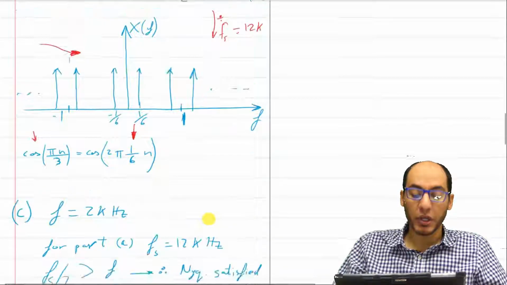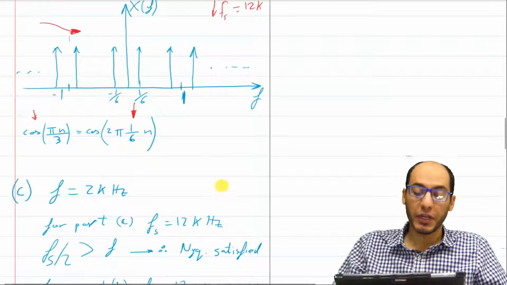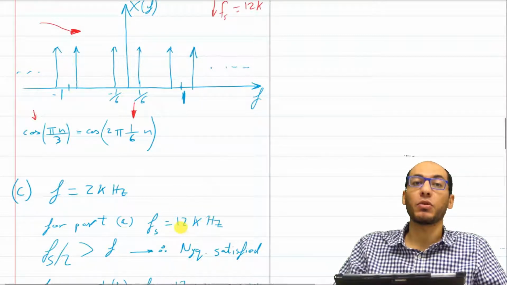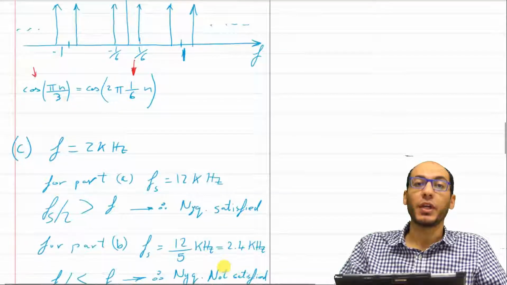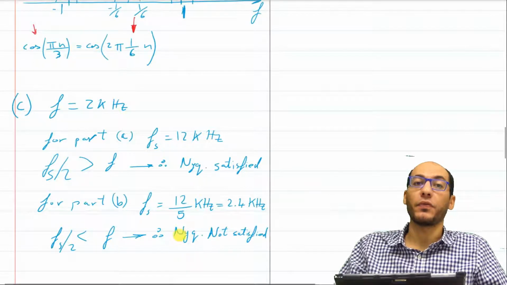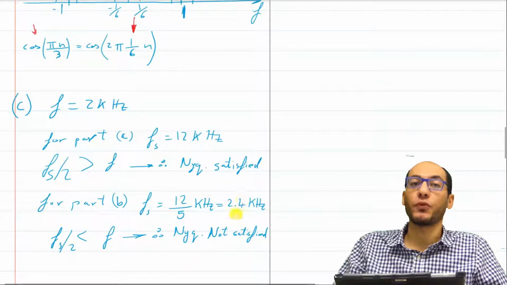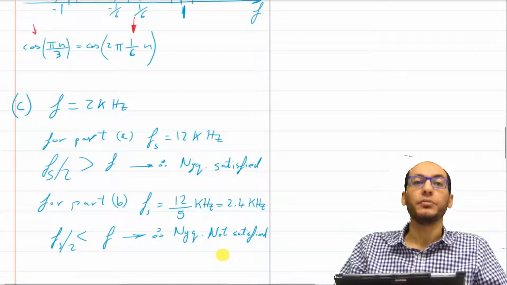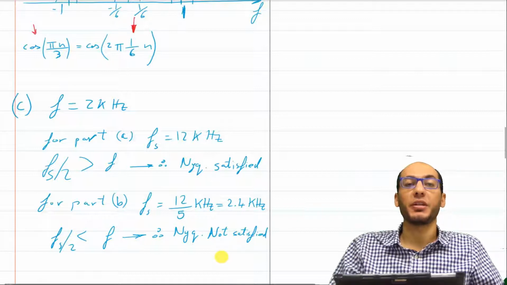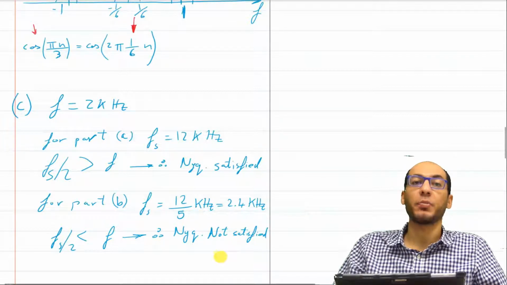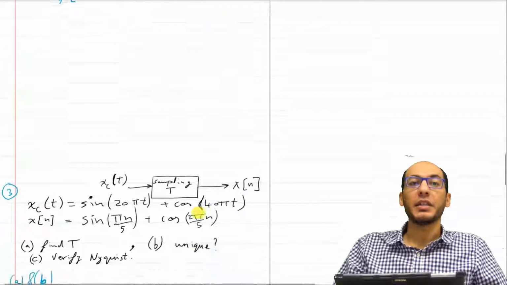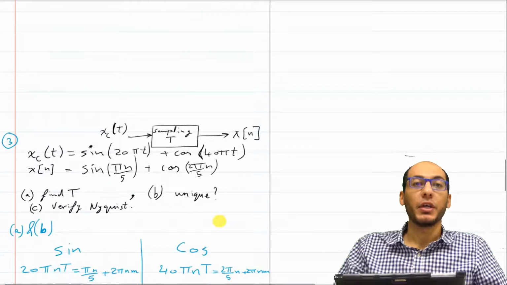Let's look at the third part of the problem. We would like to verify the Nyquist sampling theorem, whether it holds or not. When Fs equals 12 kilohertz, the Nyquist was satisfied, and in the case of 12 over 5 kilohertz, which is 2.4 kilohertz, Nyquist was not satisfied, which means that I cannot reconstruct the signal if I sampled the signal with 12 over 5 kilohertz. All right, let's have a look at a more difficult problem.